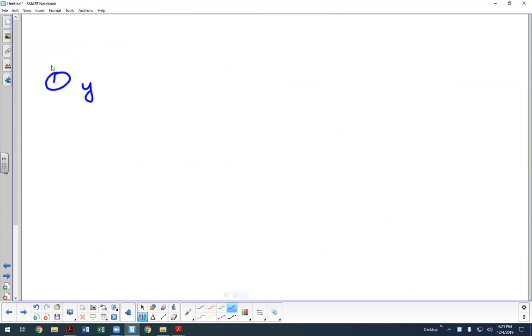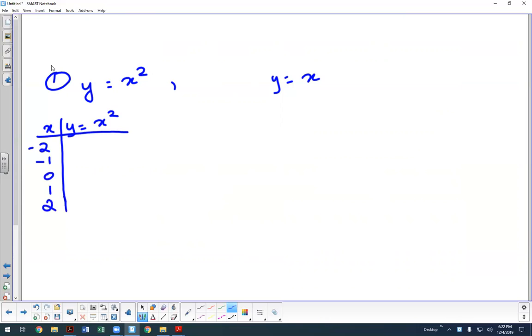So we have y equals x squared and y equals x. So we'll create a table for both the functions. Let's start with our parabola here. Again, these are pretty straightforward examples, so hopefully we should not have to do too many different points. I think these 5 points should work for both of them. You can use the same for y equals x.